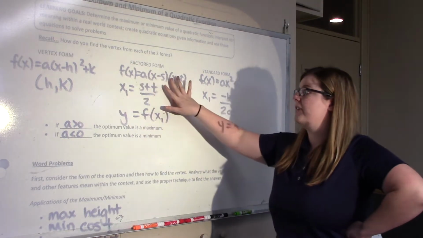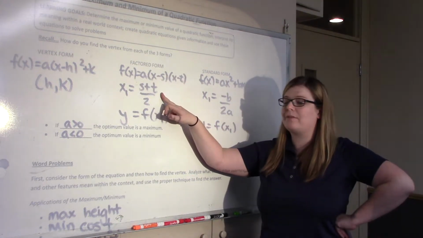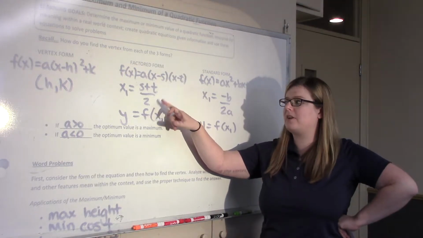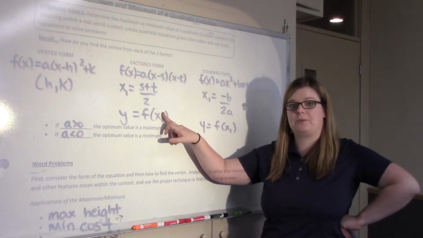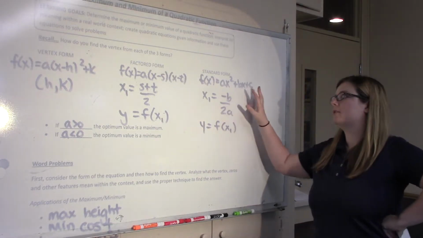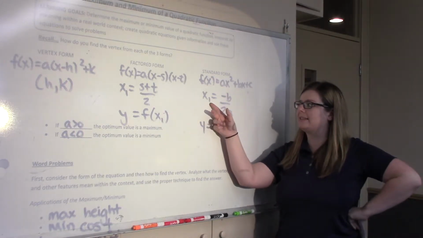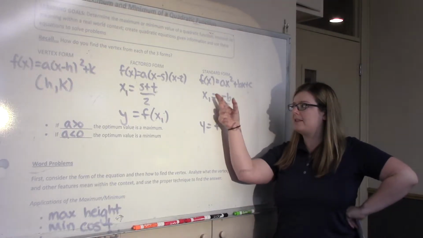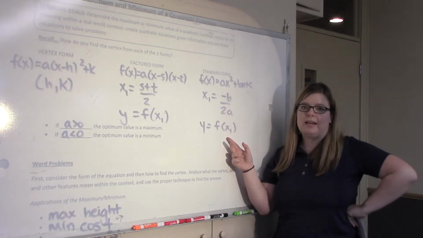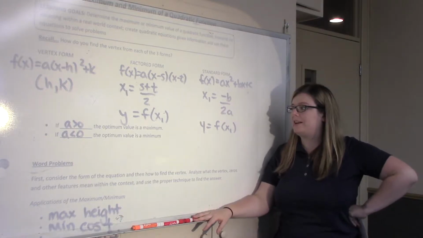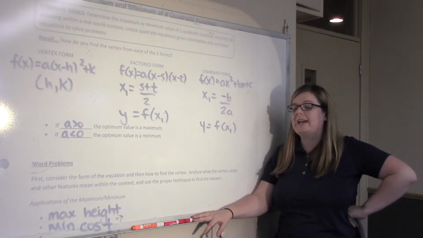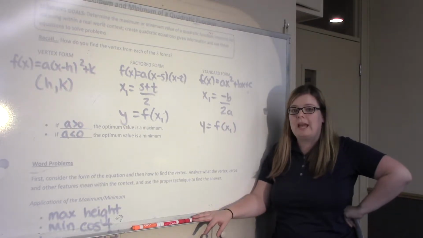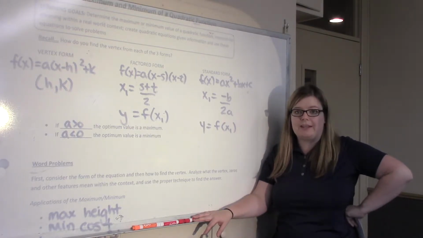Okay? From factored form, you take the average of the zeros, and that's your x value. Okay? And then to find the y value, you just sub that x value into the function. For standard form, you find x is equal to negative b over 2a, that's the x value of the vertex, and then sub that x value into the function to find the y value. Okay? It's really important that this stuff by this point is just second nature to you, and you're not getting it confused with finding the zeros.